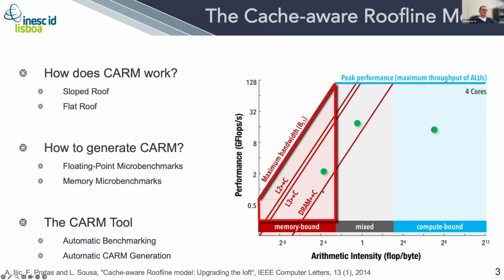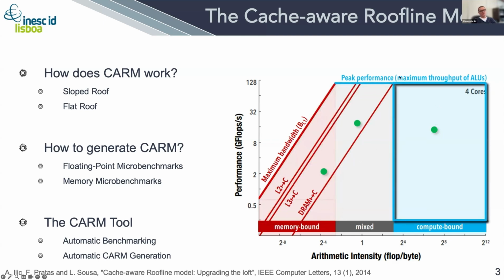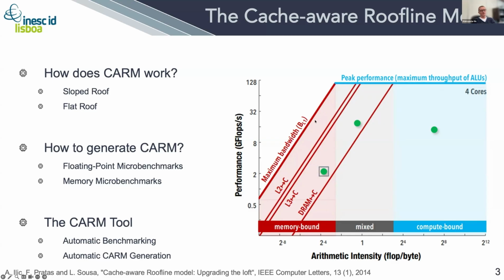So if your application is limited just by the diagonal slopes, then we will say that you are in the memory bound region. Furthermore, if you are limited in the blue region, which is just by the horizontal line, then you will have a compute bound region, but you can also be in between, which is a mixed region. And this is a region that is a little bit harder to optimize. So once you detect a region where your application lies, from there, you can pinpoint more or less the optimization techniques that you should apply.